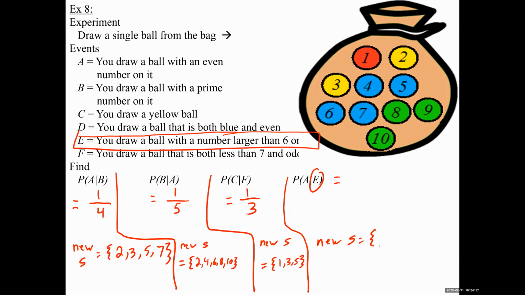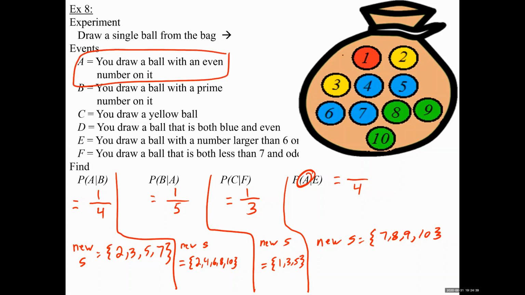7, 8, 9, and 10 are still possible, right? So the denominator is how many things are in your new sample space. We got 4 things there. We start like that. And then the next thing is, I'm trying to find the probability of A, so you have to count the even numbers. But again, don't count the even numbers in here. Count them in your new sample space over here. How many even numbers?